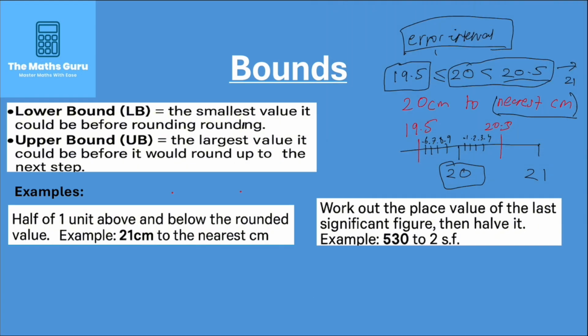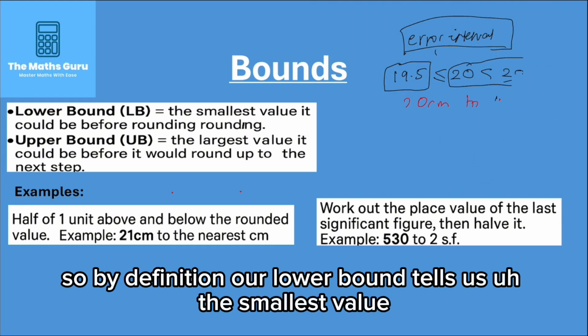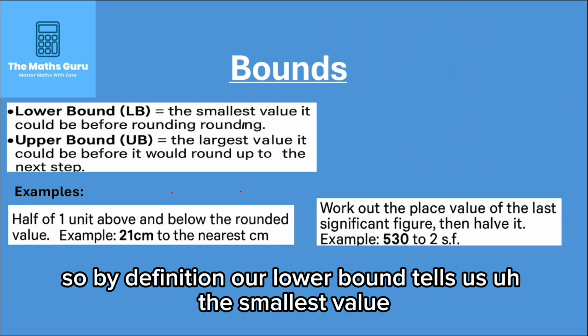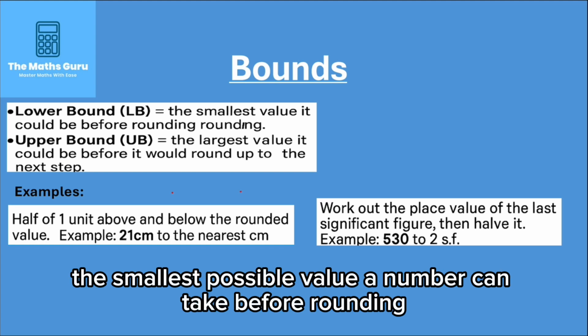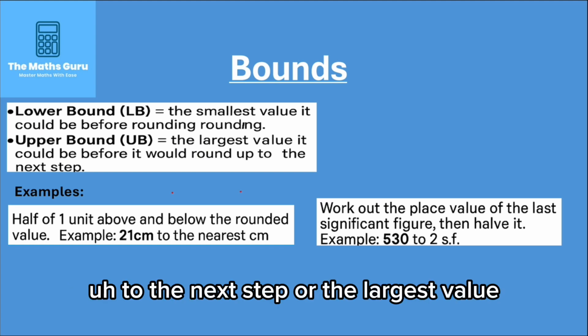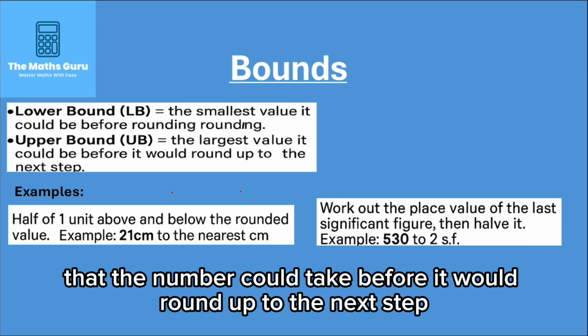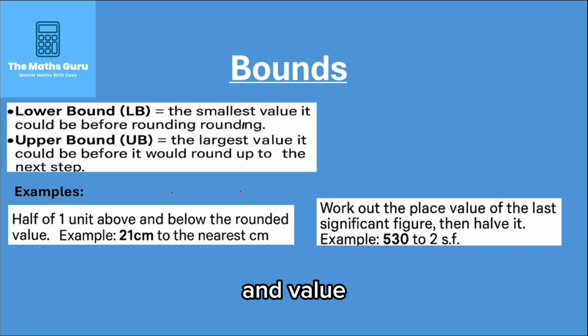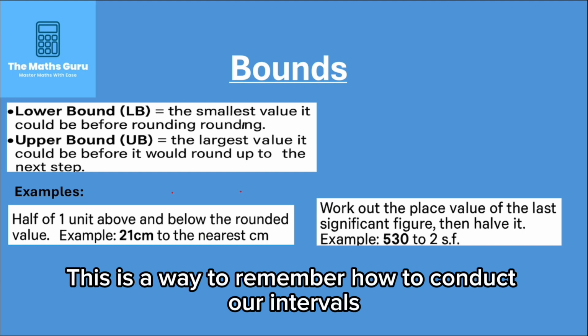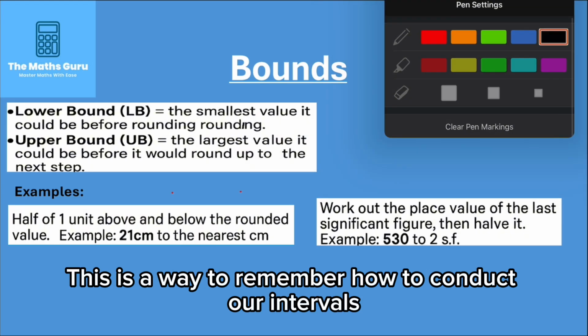Okay, so by definition, our lower bound tells us the smallest possible value a number can take before rounding to the next step, and the upper bound tells us the largest value that the number could take before it would round up to the next step and value. This is a way to remember how to conduct our intervals.